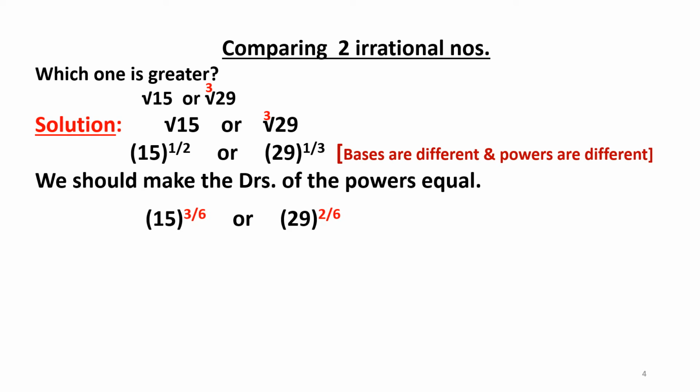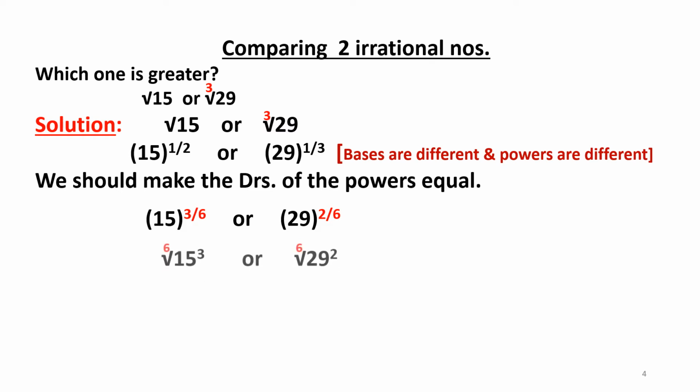LCM is 6. So to bring the 6, first we are multiplying 15 to the power 1 by 2, we are multiplying by 3. So it becomes 15 to the power 3 by 6. 29 to the power 1 by 3, we multiply by 2. It becomes 2 by 6. When we are multiplying, we have to multiply both numerator and denominator. Okay, now denominators are equal.